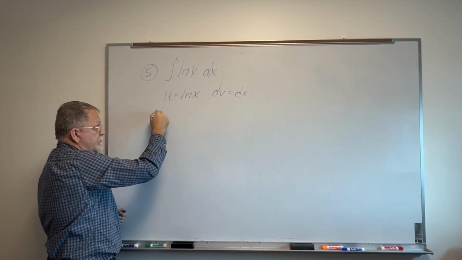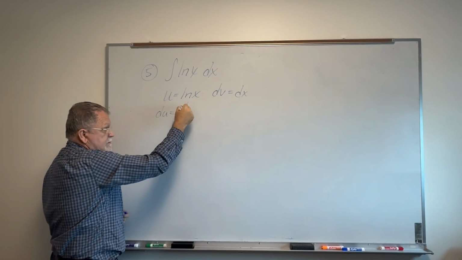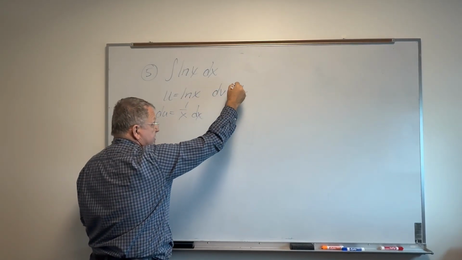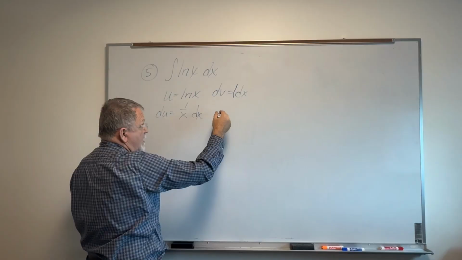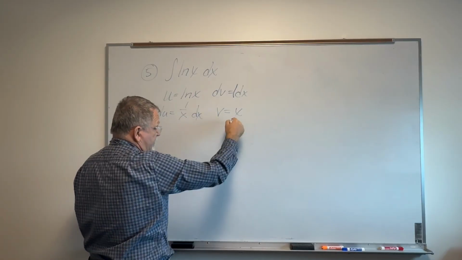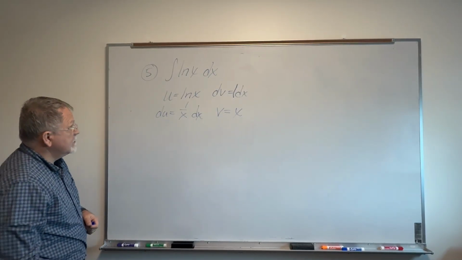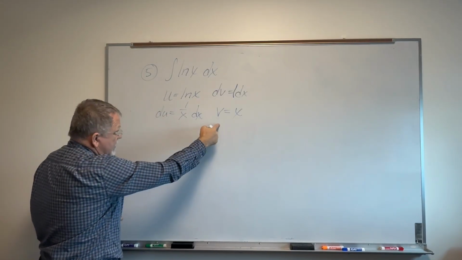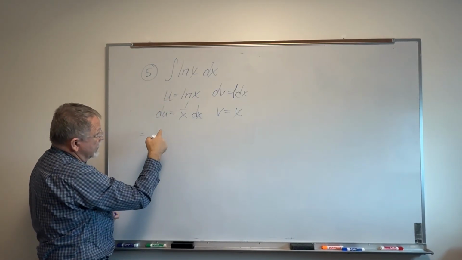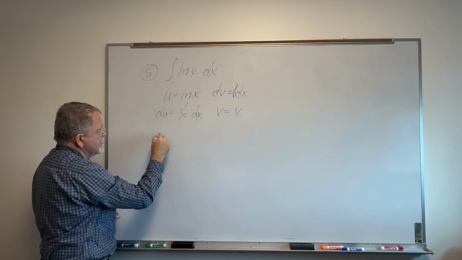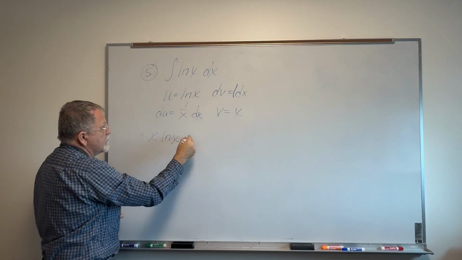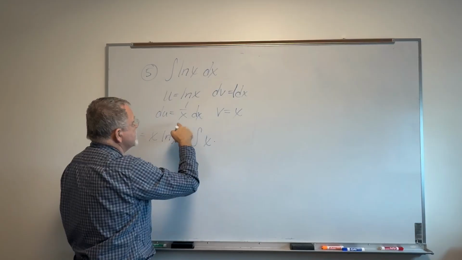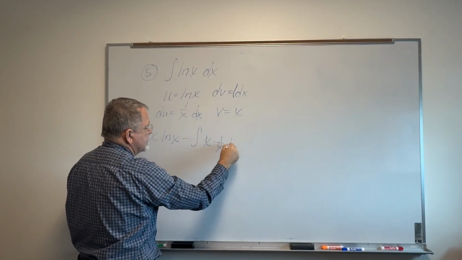Well, the derivative of u is just the derivative of the natural log of x, which is 1 over x dx. The function whose derivative is, there's really a 1 there, right? This 1 is just x. So v is equal to x. So by integration by parts, I've got u times v. So this integral is going to equal u times v. That's going to be x times the ln of x, minus the integral of v, which is x, times the u, which is 1 over x dx.